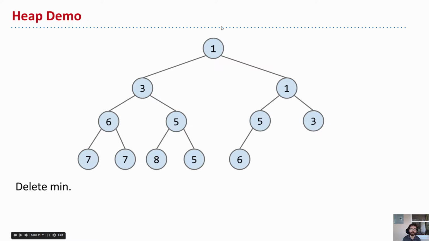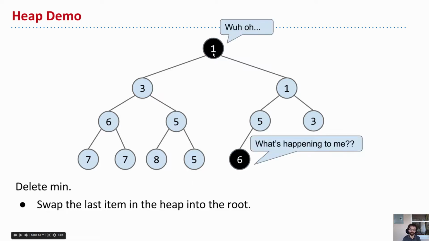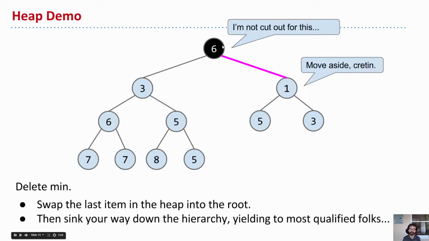Well, the minimum we know is always going to be in the root, so we need to somehow get rid of it. And so a common approach is, again, to respect completeness and to take this item and move it into the root. So what I mean by that is, okay, we're going to swap the last item in the heap, this one right here, into the root. So we'll note both these guys. So 1's getting removed, 6 is getting promoted, far above its station, and ends up being put up here.